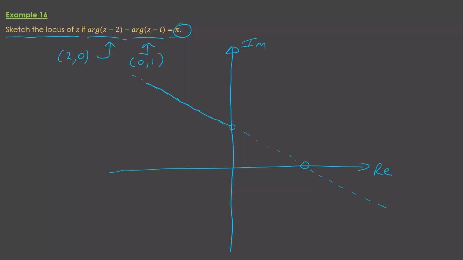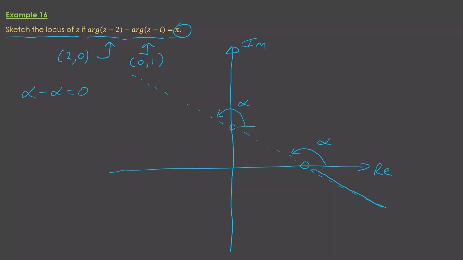So if we look at this portion up here, the angle from this point is this angle here, which I'm going to call alpha. The angle to that portion of the line from this point on the real axis is also alpha. Now, alpha minus alpha is equal to 0. That's not equal to π. So that top portion is not going to be part of the locus.